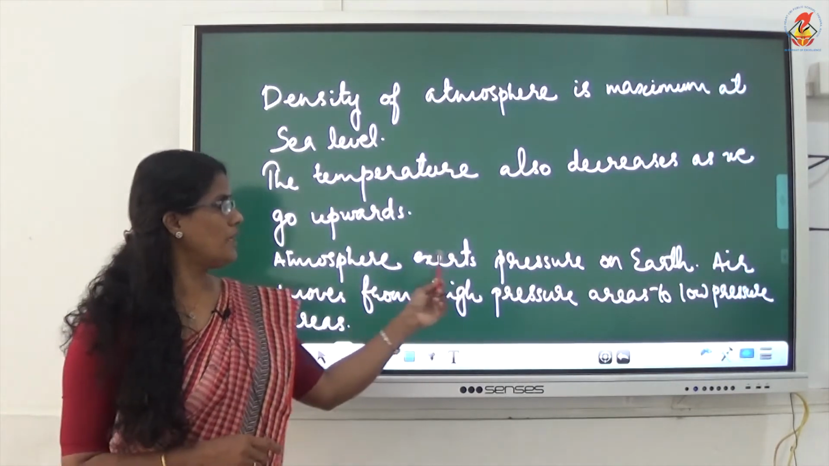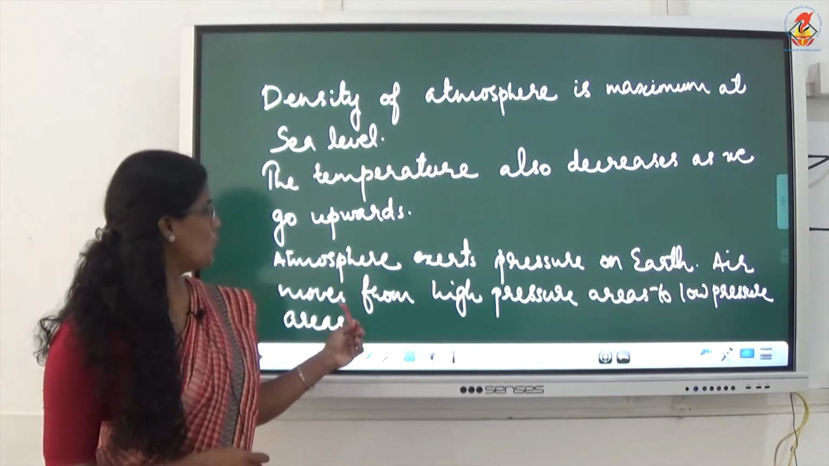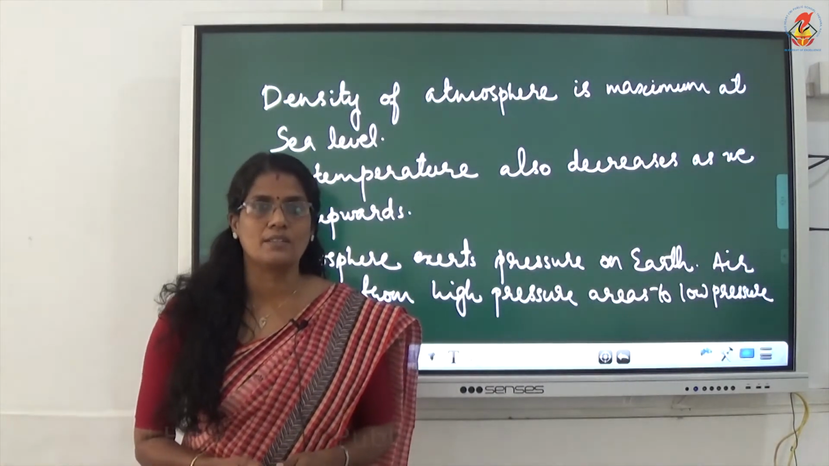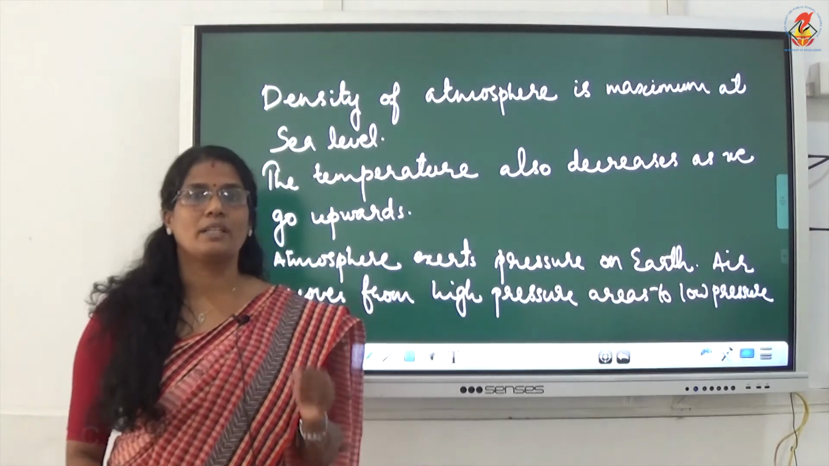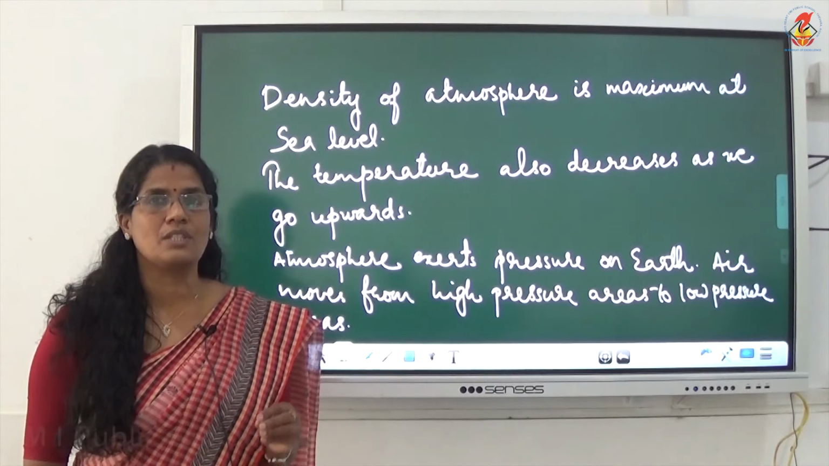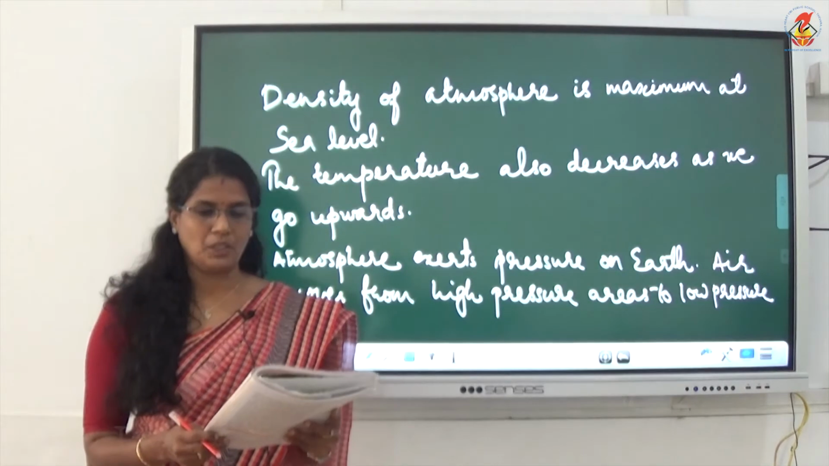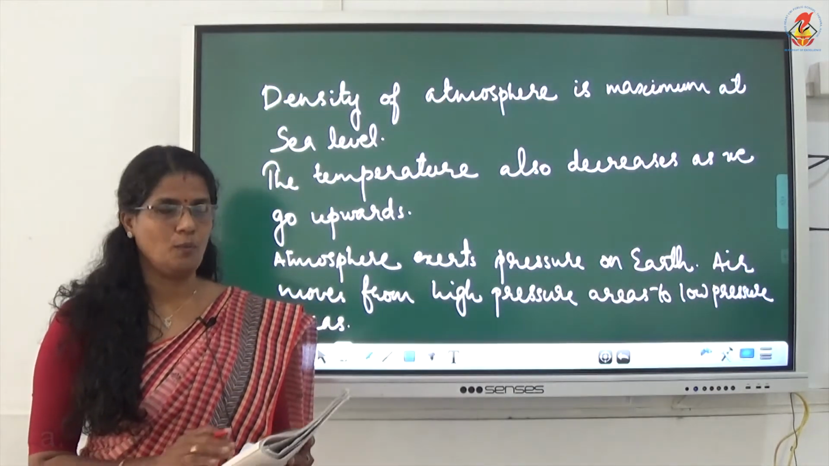Now, atmosphere exerts pressure on the earth. Air moves from high pressure areas to low pressure areas. Moving air is called wind. Yes, that we already studied in class 3. So, atmosphere has certain pressure which it exerts on the earth, and air moves from high pressure areas to low pressure areas.